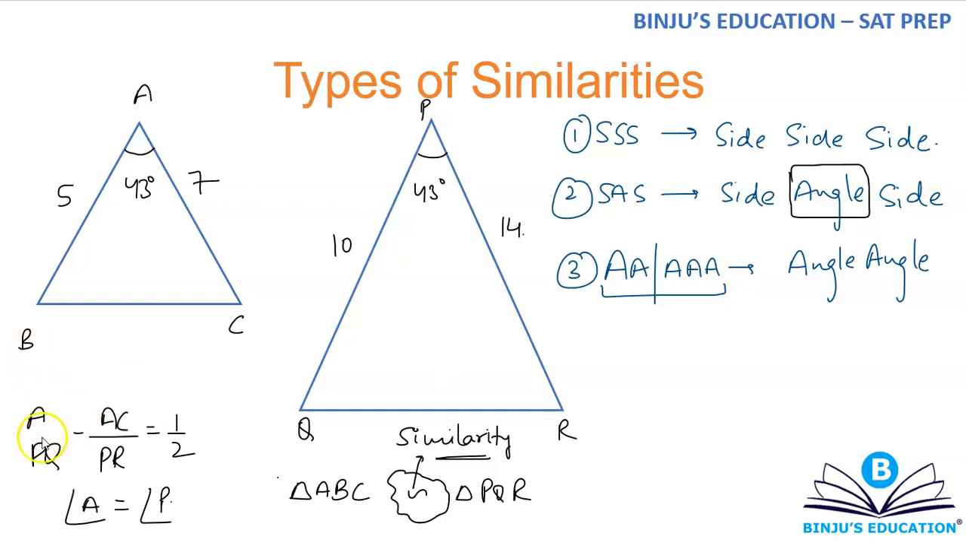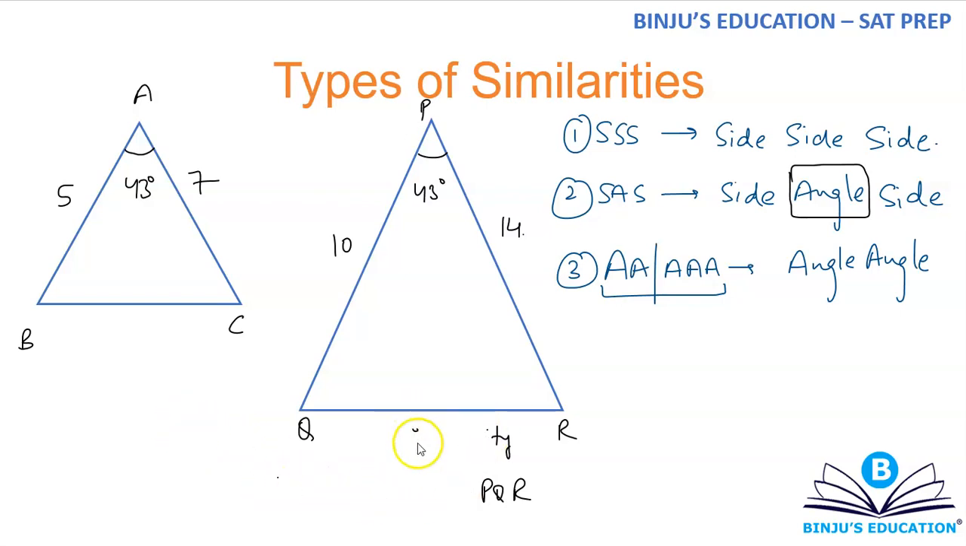So let's see. So this is 40. Let's say this is 80. And let's say this is 60. So look at the two triangles carefully, and can you tell me which two triangles will be similar? Pause the video, try it yourself.